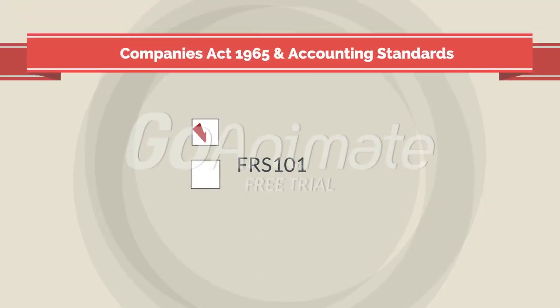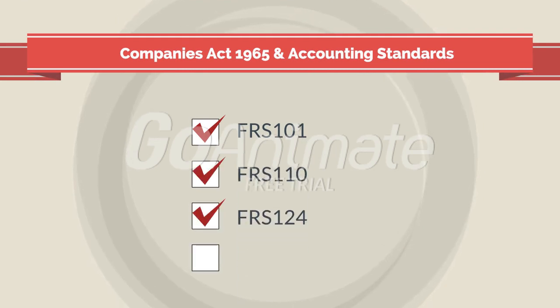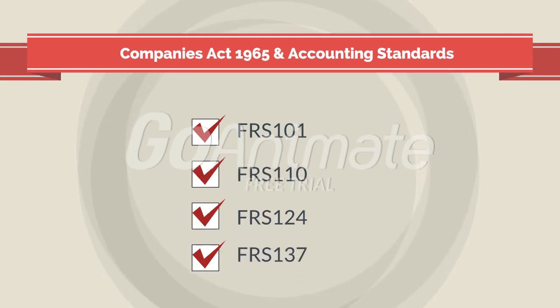Now, the auditor must consider whether the information presented and the policies adopted are in accordance with the Companies Act 1965 and accounting standards. There are certain standards that must be followed, such as FRS 101, FRS 110, FRS 124, and FRS 137.